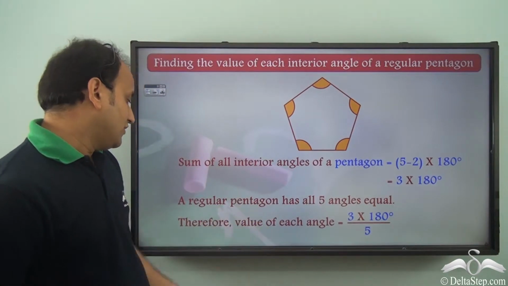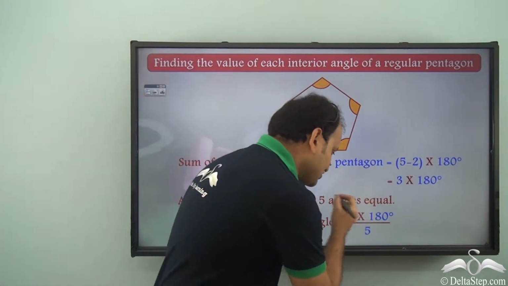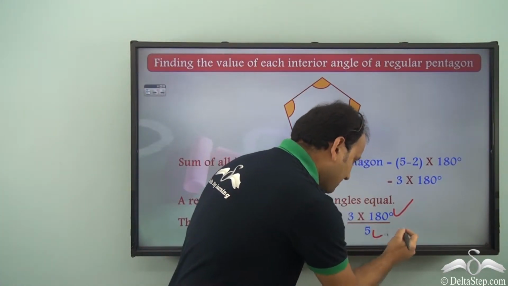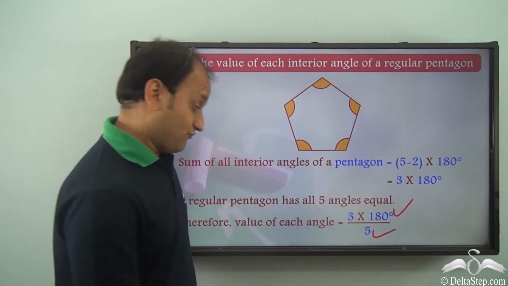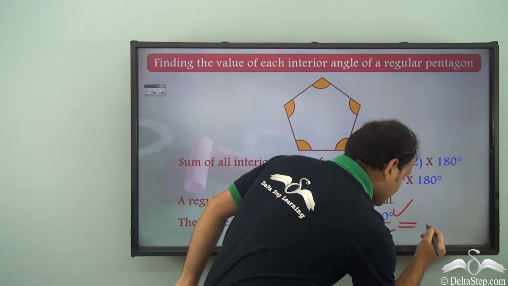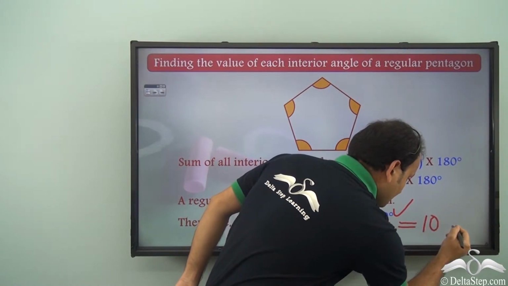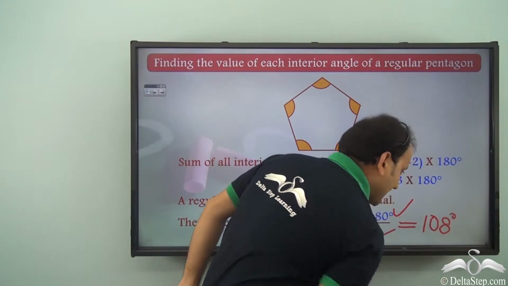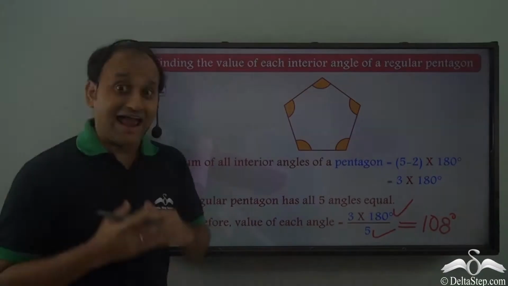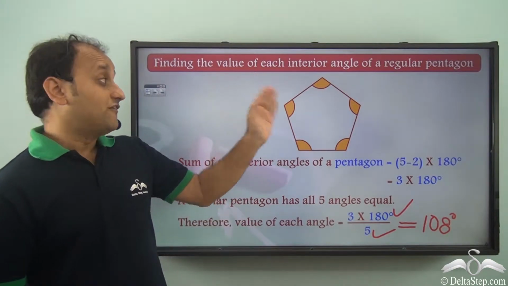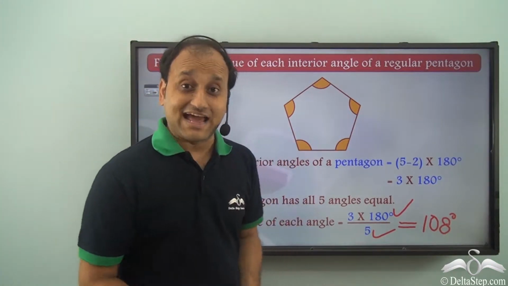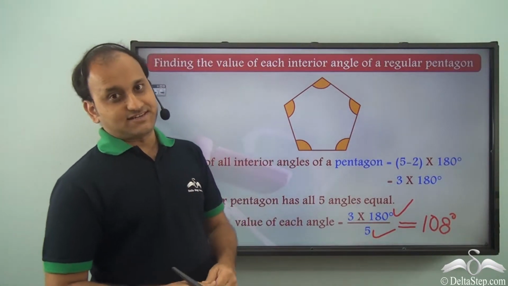So what can we do? The value of each angle will be 3 into 180 divided by 5. And solving this, what do we get? We get 108 degrees. And this is the value of each interior angle of a regular pentagon. And this stands for any regular pentagon.